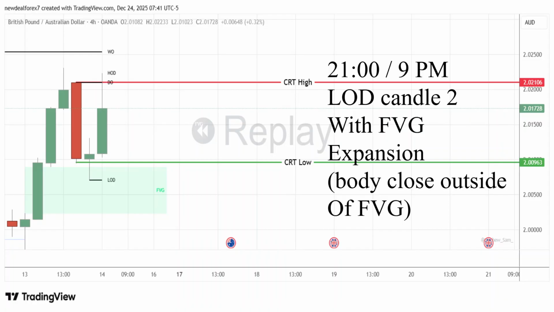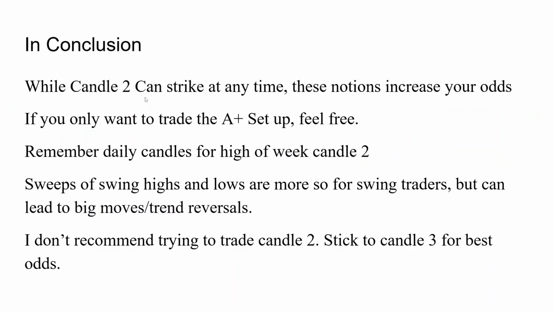So if you want to add those two and just say, hey, look, I only want to trade candle 2s that dip into a fair value gap and also close outside of it, while your setups may be lower, this could contribute to a possible higher win rate. But again, I don't get caught up on win rate. I'm more so about risk reward. But if you want to have those 2 signs to take a trade, feel free. So in conclusion, while candle 2 can strike at any time, these notions and these setups can increase your odds of success. If you only want to trade the A plus setups, feel free.